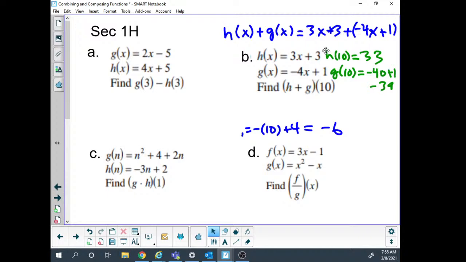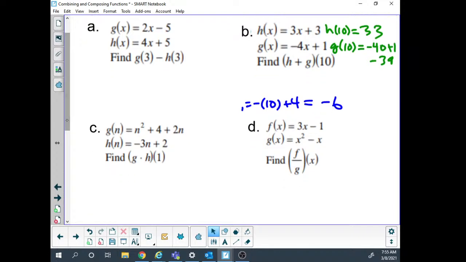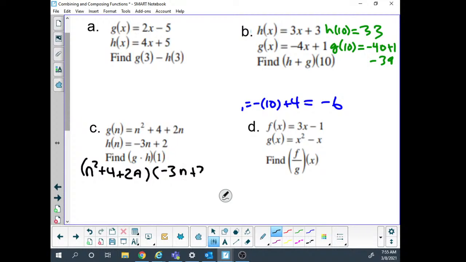Mindy? Taking over for number 3. Which one are you looking at? C. Ooh, I like this. Did you simplify those? I just multiplied G and H together. You did n squared plus 4 plus 2n, and you multiplied that times negative 3 times n plus 2? Oh, yeah. Awesome. Should I simplify it or tell you what to do?